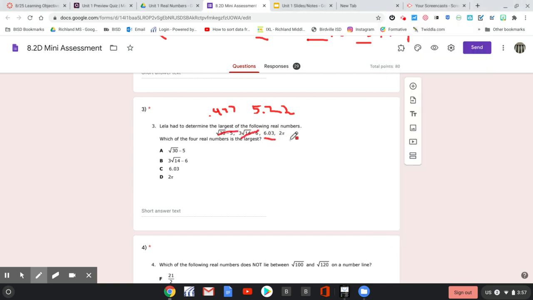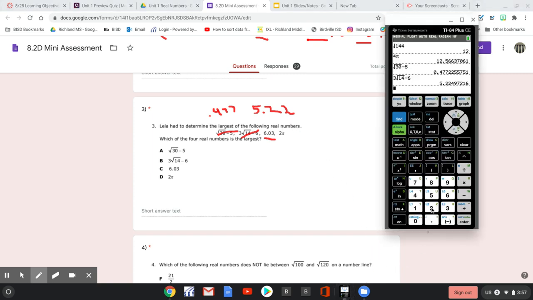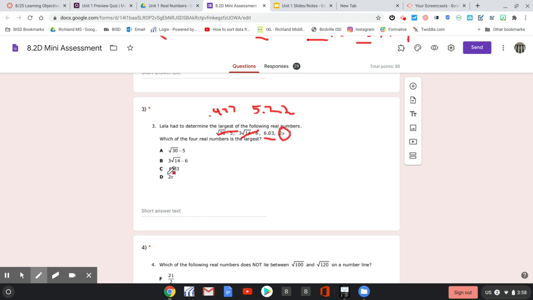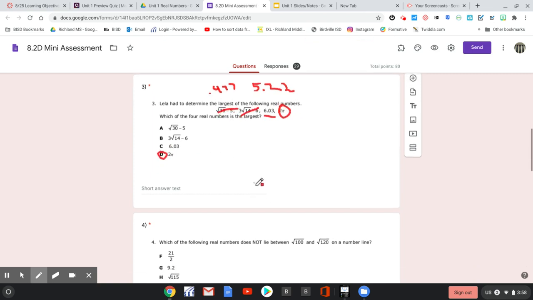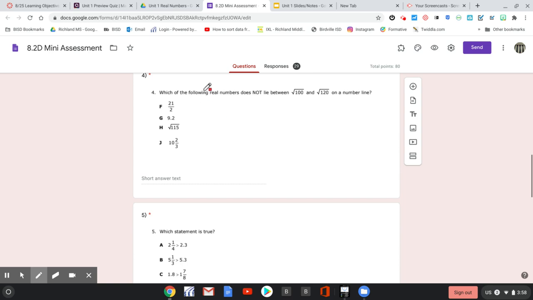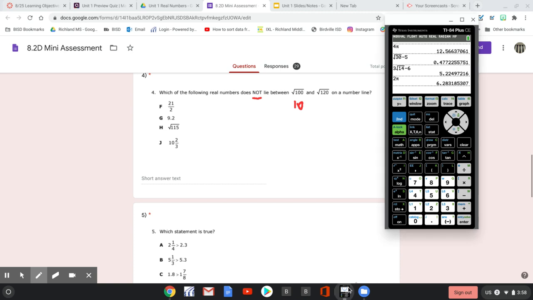It can't be these. And then 2 times pi. Let's see what that is. 2 second pi. 6.28. That's the biggest number. So 2 pi is our answer. See what the next one says. Which of the following real numbers does not go between the square root of 100, which we know is 10, and the square root of 120? So let's look and see what that number is.